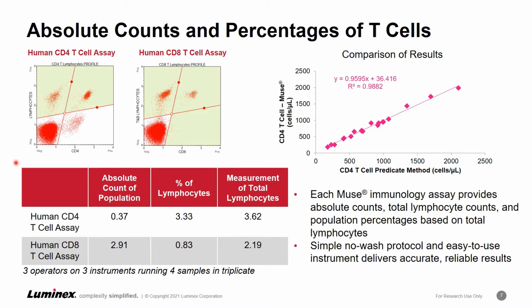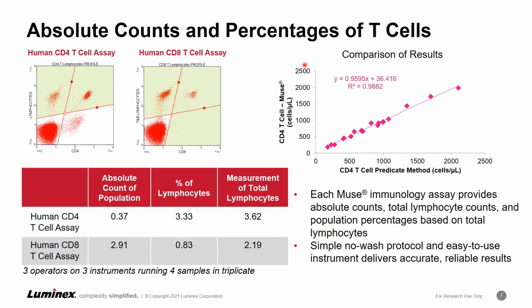The dot plots in the upper left highlight the results for either the CD4 assay or the CD8 assay. The lymphocyte population is shown on the y-axis for both plots, and either the CD4 or the CD8 population is shown in the x-axis. Very clear separation for the lymphocyte populations is shown for both assays, as well as clear separation for the CD4 as well as the CD8 populations.